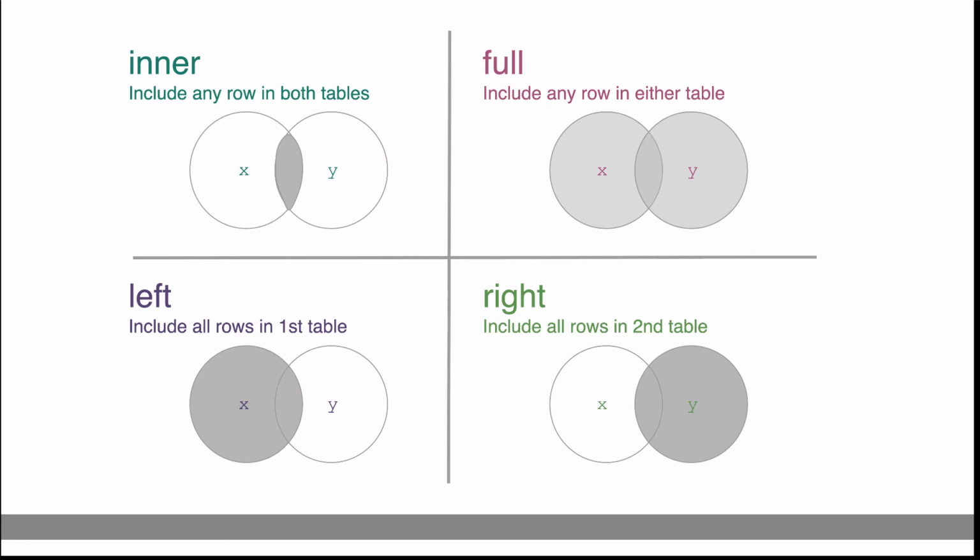Okay? So once again, if we look at it as a set notation, an inner join is include any row that's in both tables. And it does it by those unique identifiers, whatever you specify as the unique identifier. The full join is any row in either table. Or we can do it this way, left join and right join. Okay?